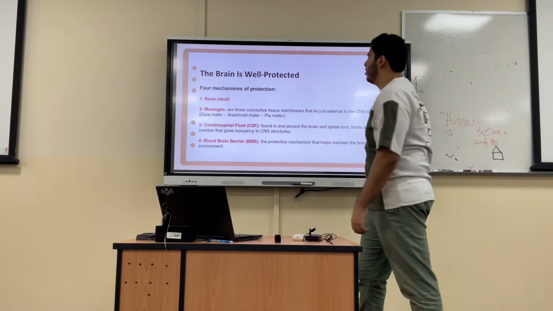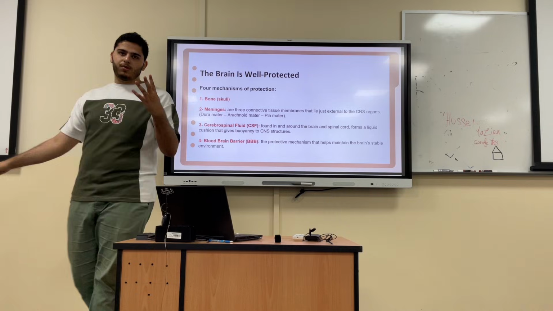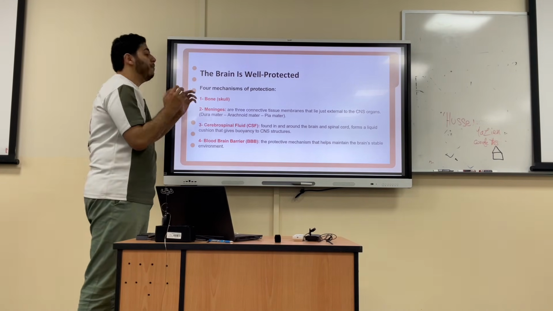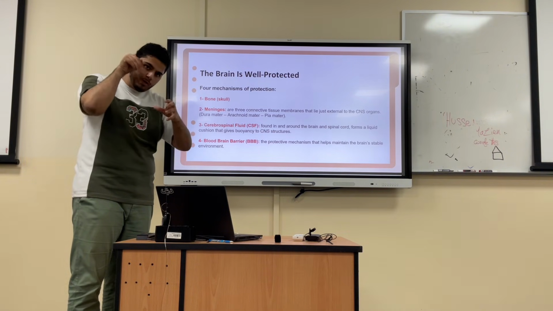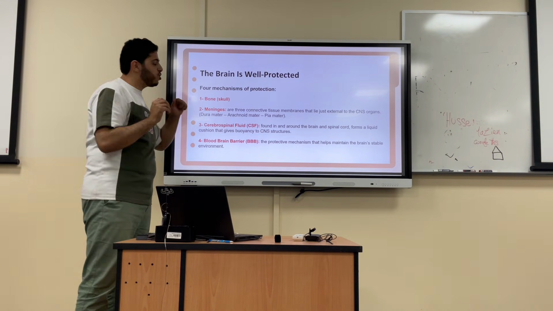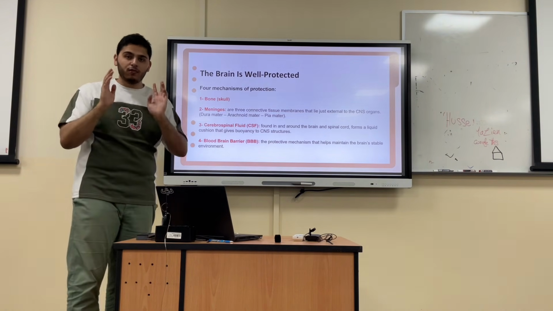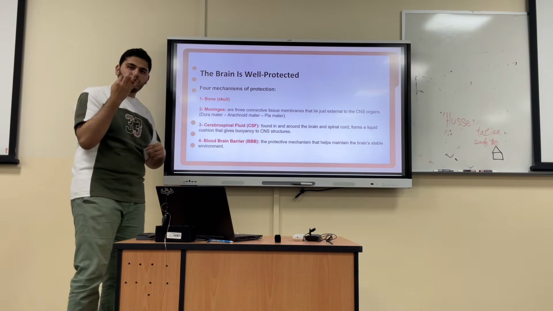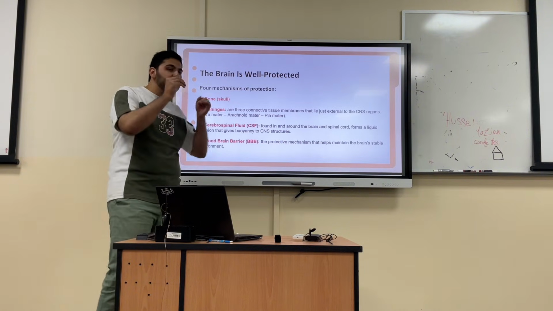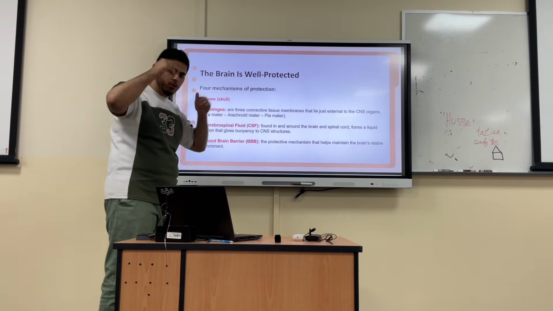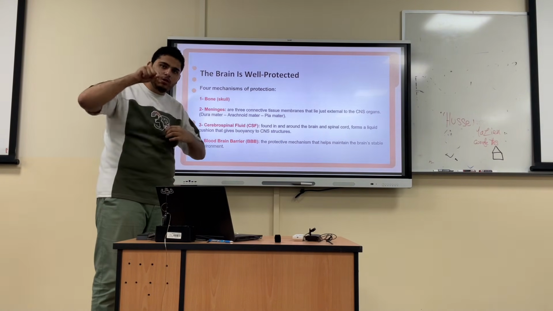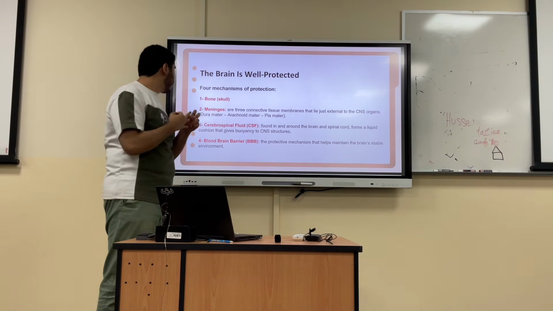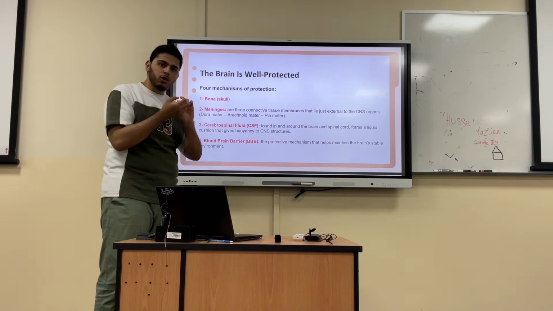Now let's go to the brain protection, which is important. Let's take it from this side. There are four mechanisms of brain protection: the skull, the bone itself; the meninges, which are the membranes found within the brain; cerebrospinal fluid; and the blood-brain barrier. The meninges are the three connective tissue membranes which lie just external to the CNS organs, which are the spinal cord and the brain. So they are found in the spinal cord and also in the brain. There are three parts: dura mater, arachnoid mater, and pia mater.